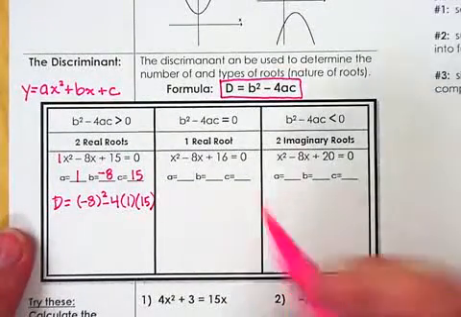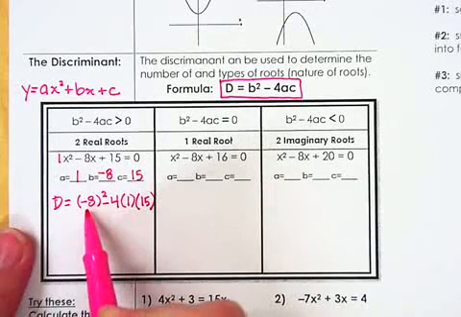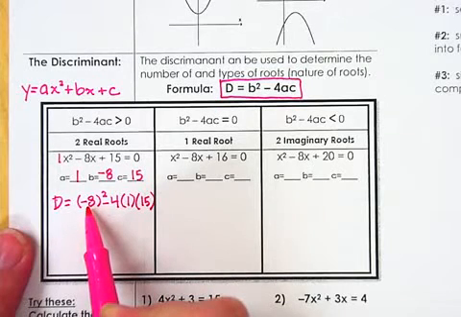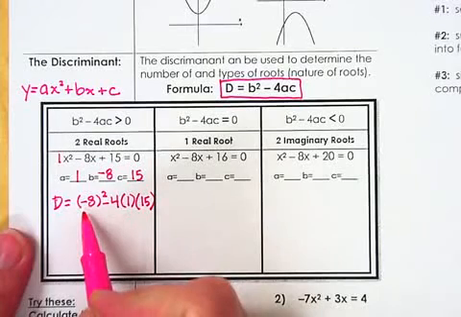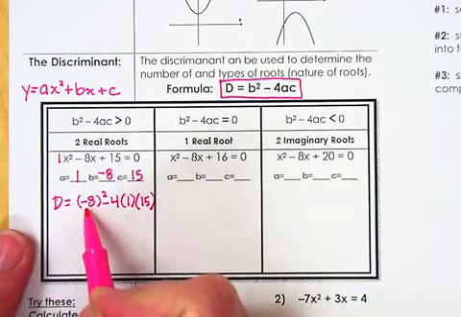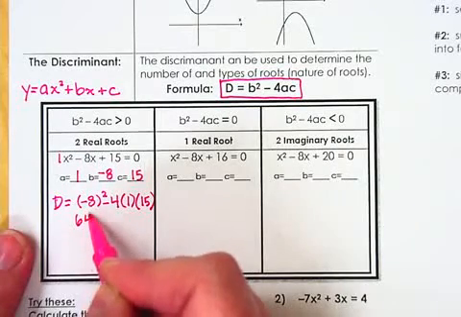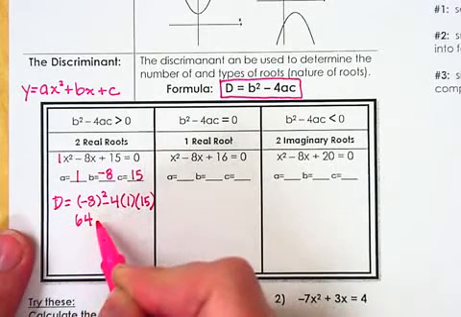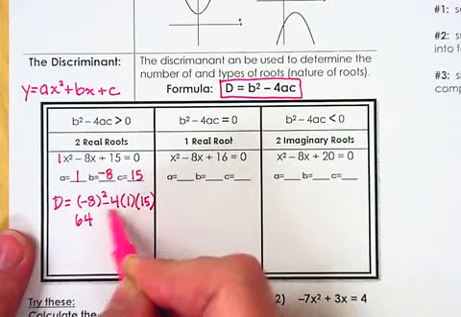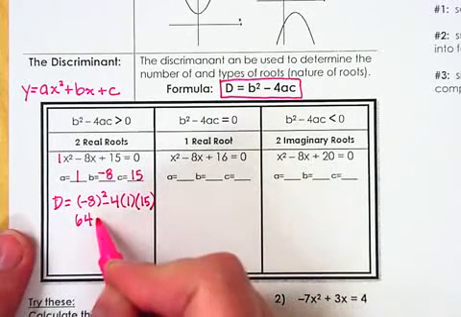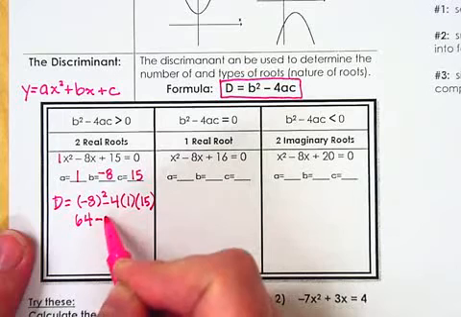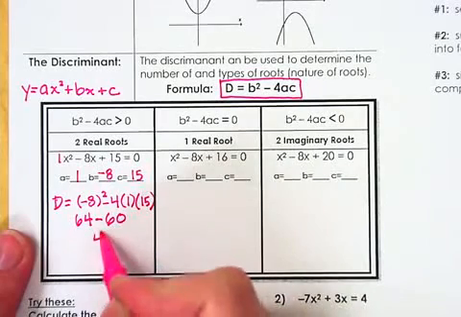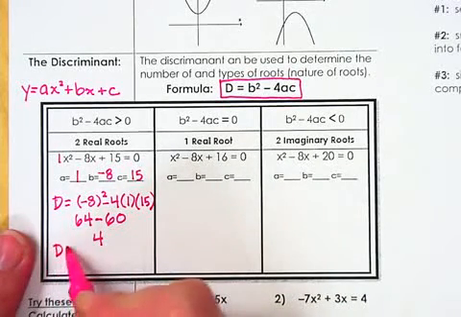Now, if you're going to type this into your calculator, make sure that you use parentheses all the way through, because the negative 8 has to be squared. It has to be negative 8 times negative 8. So you have to recognize that when I square that, negative 8 times negative 8 is positive 64. And then if I multiply negative 4 times 1 times 15, that's negative 60. Then I do the subtraction, which is 4. So d equals 4.